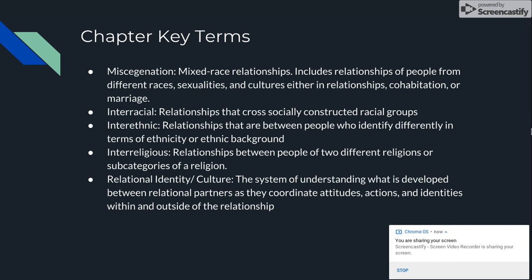Interethnic, which is different than interracial, is a relationship between people who identify differently in terms of ethnicity or ethnic background. And interreligious is a relationship between people of two different religions or subcategories of a religion. Relational identity/culture is the system of understanding that is developed between relational partners as they coordinate attitudes, actions, and identities within and outside of the relationship.